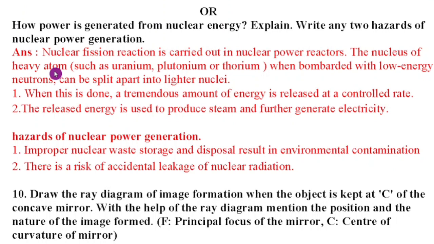You can take anything. Take any one of them. In nuclear fission, they bombard this heavy nuclei with lower energy neutrons. Then it splits into smaller, lighter nuclei. That process is what we call nuclear fission. When it completely undergoes fission, a tremendous amount of energy is released at a controlled rate. That released energy is used to produce steam and further generate electricity.